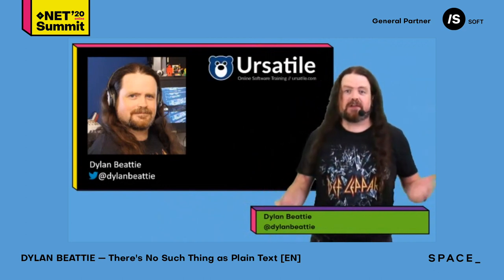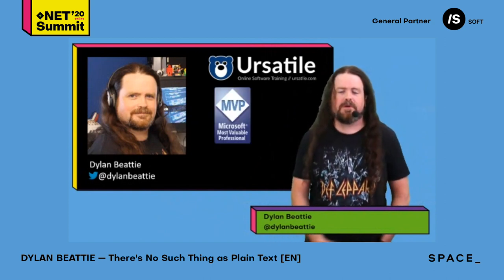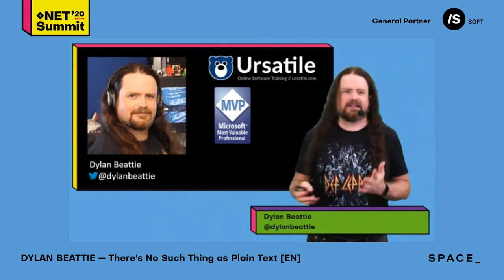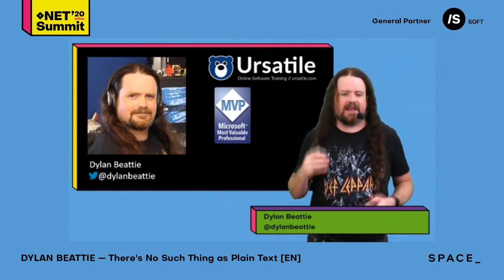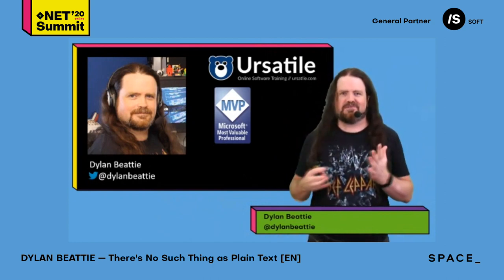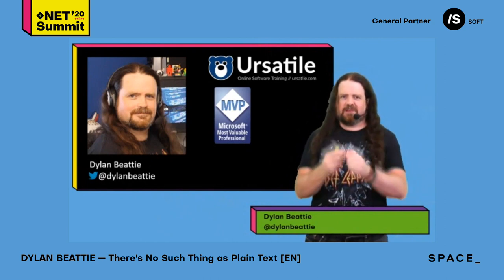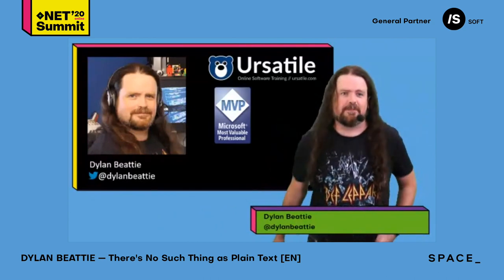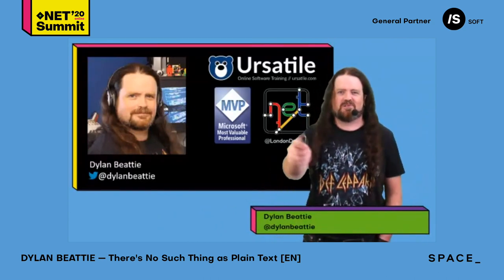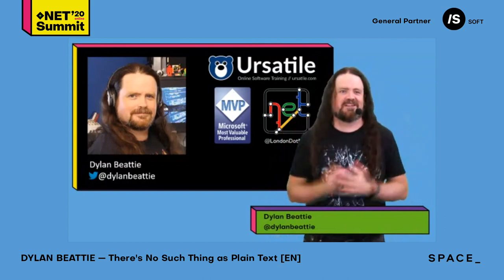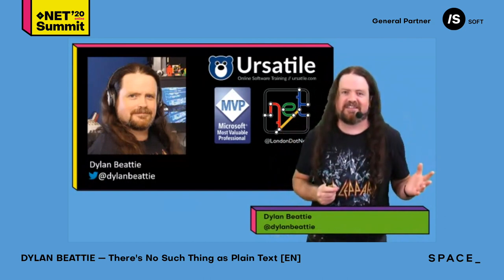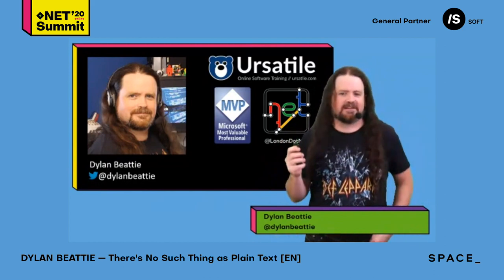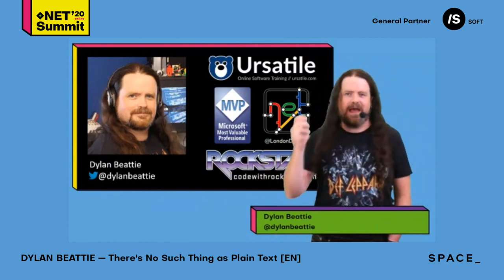I'm an MVP with Microsoft, the Developer Technologies Group. I run the .NET user group here in London. I don't know if you've ever been on LinkedIn and looked around at all of the different adverts for different jobs and people saying we need a rock star developer. You know this? So I decided the best way to do this is to invent a programming language. So I invented a programming language called Rockstar so that everybody can be a rockstar developer. You can check that out at codewithrockstar.com. And they have invited me to come along here today to talk to you about plain text.